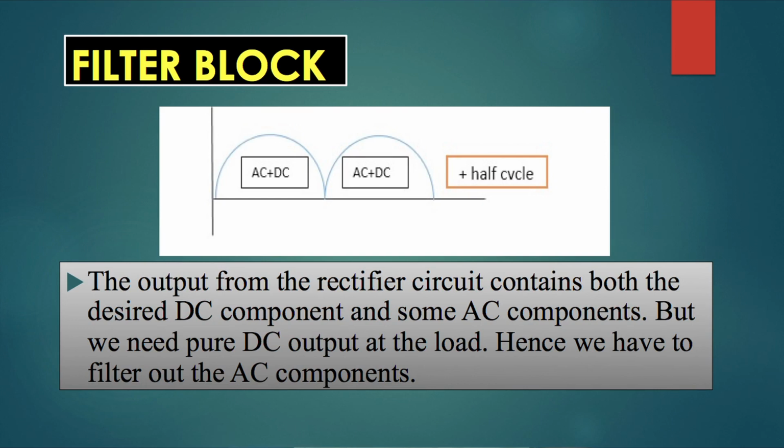But we need pure DC output at the load. Hence, we have to filter out the AC component from here. This diagram shows at positive half cycle that we have both AC and DC component present, which is fed to the filter circuit. So filter circuit, generally there are three important filter circuits.